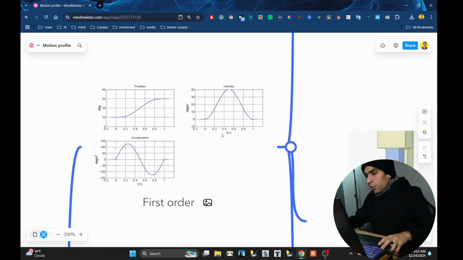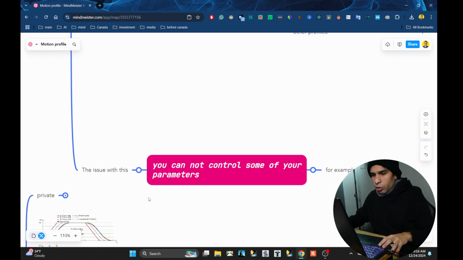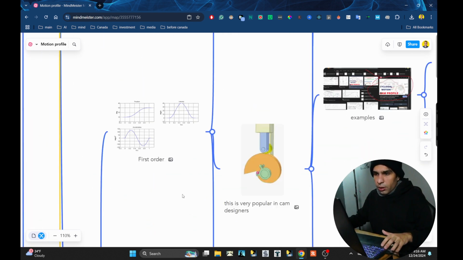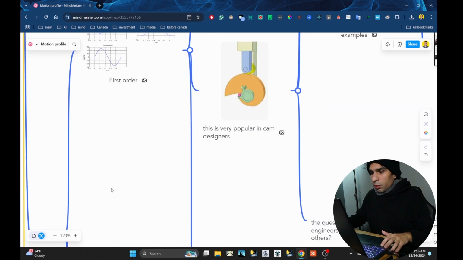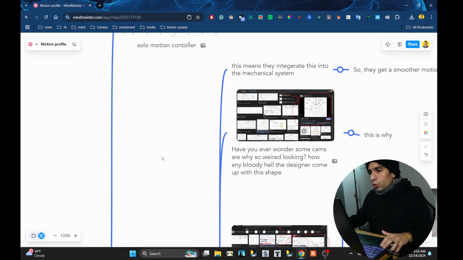But the problem with this approach is that you have no control over your parameters. If you just put the position in the sine wave and let it control, you cannot control jerk, you cannot control acceleration. It just forms whatever it can. It forms the sine wave for you, so it is very simple and very smooth, but you have no control over anything.